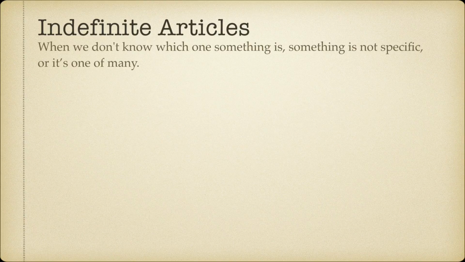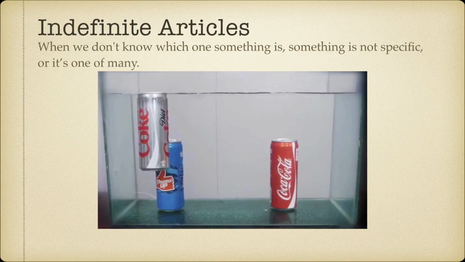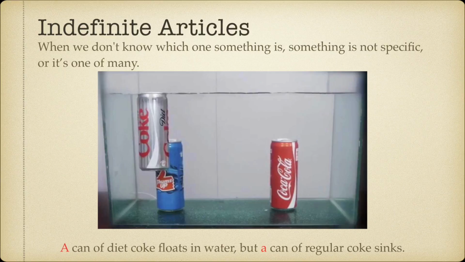When we don't know which one something is, when something is not specific, or when it's one of many. A can of Diet Coke floats in water, but a can of regular Coke sinks. In this case, any can of Diet Coke will float and any can of regular Coke will sink, so it's not specific.